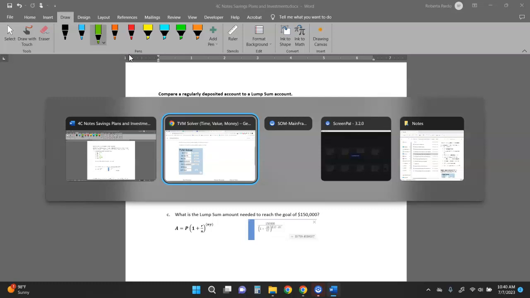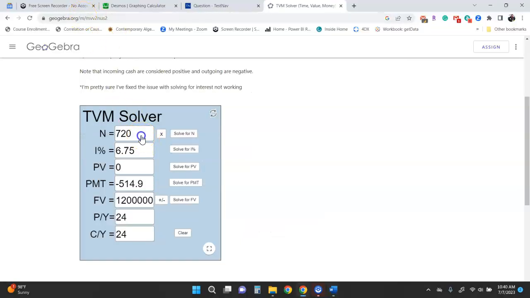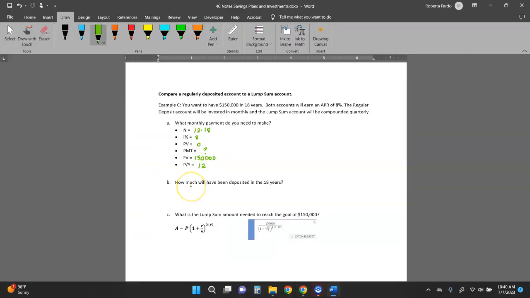So again, let's go and put that in. So 12 times 18. Interest rate of 8%. This time we are doing it monthly. And we want $150,000. We have $150,000. Our payment is $312.44, and this is per month.